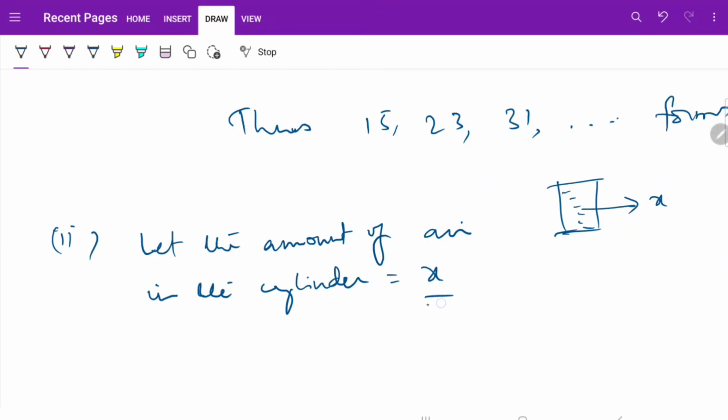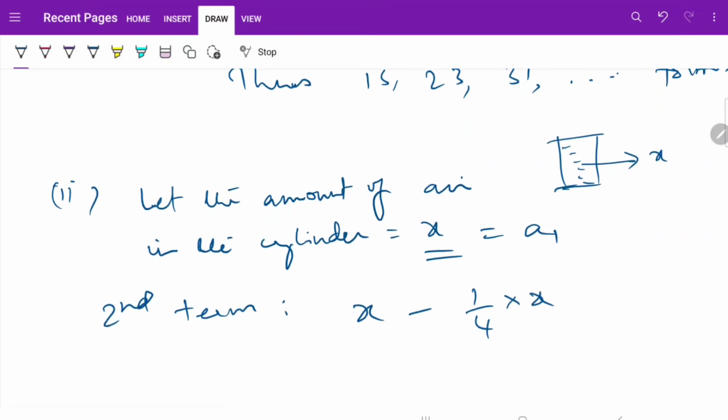So this is our first term. Then what about the second term in the series? From the available air, we are removing 1/4 of the available air. So the available air is x, right? Minus 1/4 of x. So if you solve this one, what will we get here? This is x minus x by 4.